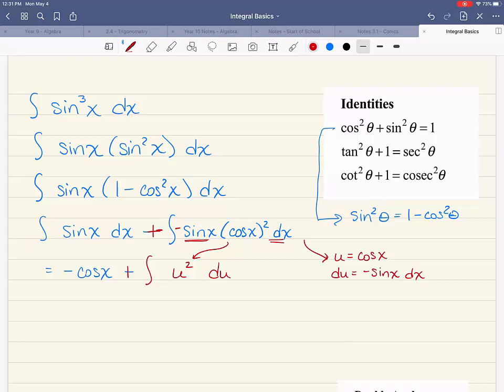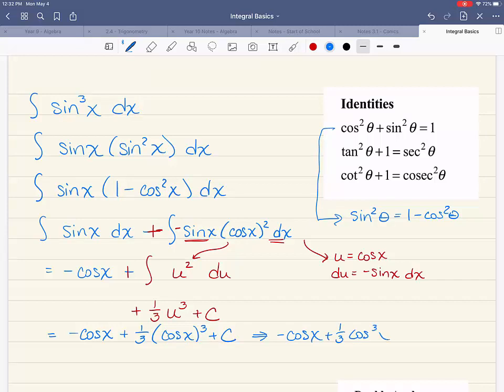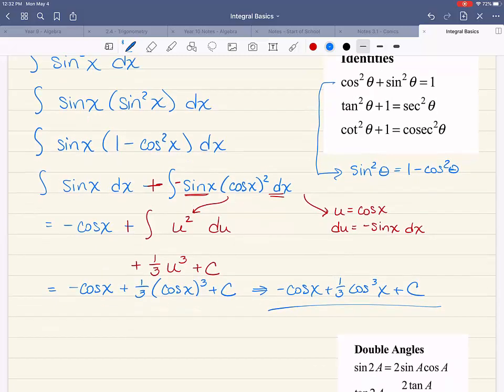So now when I integrate that, this is going to become 1/3 u to the third plus c. And so the final answer for this problem will be the negative cosine of x plus 1/3 u, which is also cosine of x, to the third plus c. And that can also be written as negative cosine of x plus 1/3 cosine cubed of x plus c. And that is the answer to this one. So that one is finished.